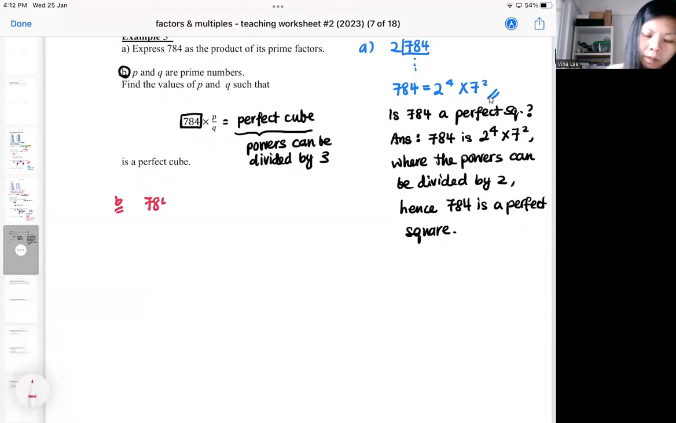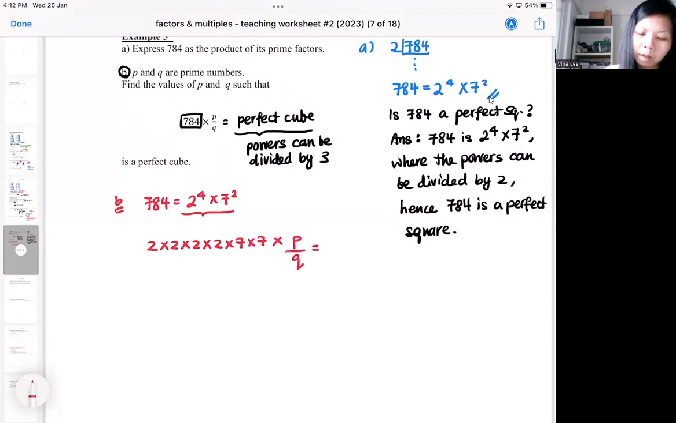When we say 784 is 4 times 7 squared, what does that actually mean? This actually means 2 times 2 times 2 times 2 times 7 times 7. Now I'm going to multiply by P over Q, and I'll be getting a perfect cube. Perfect cube means the powers can be divided by 3.